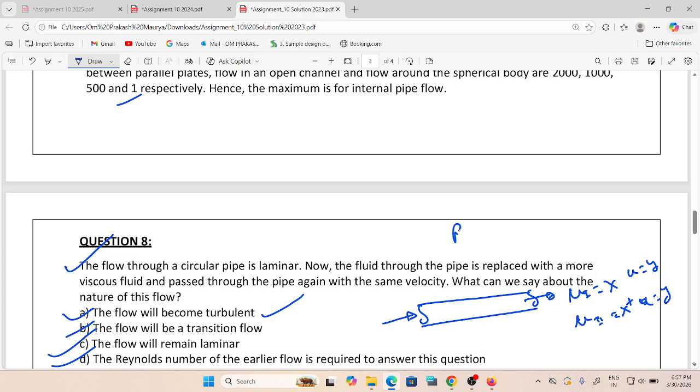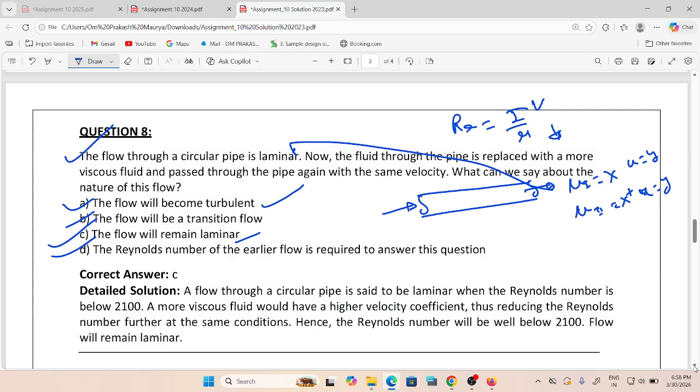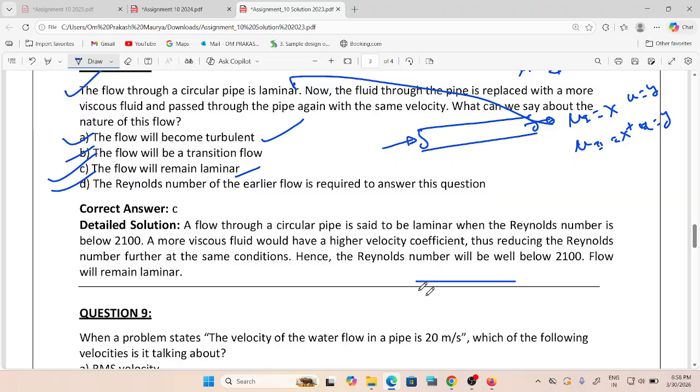What can we say about the flow nature? Your viscosity of the fluid is increasing, which means your viscous force is increasing. Your Reynolds number is what? Inertia force by viscous force. Your inertia force depends on velocity, viscous force depends on your dynamic viscosity. So y is constant, but viscosity is increasing, which means the Reynolds number decreases. If the Reynolds number decreases, the flow will remain laminar, because the first case was laminar. So if you are reducing the Reynolds number, your flow will definitely remain laminar. So option C is correct. The explanation is given very well here.